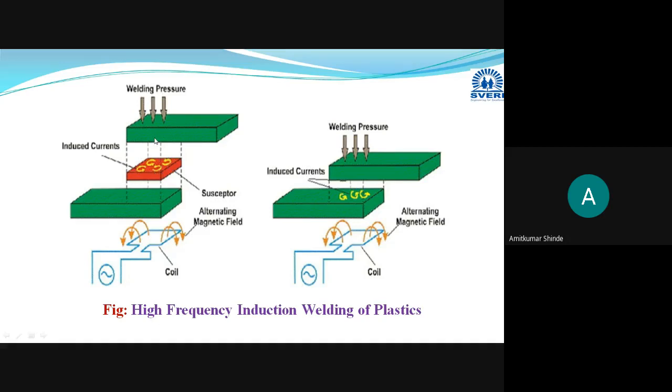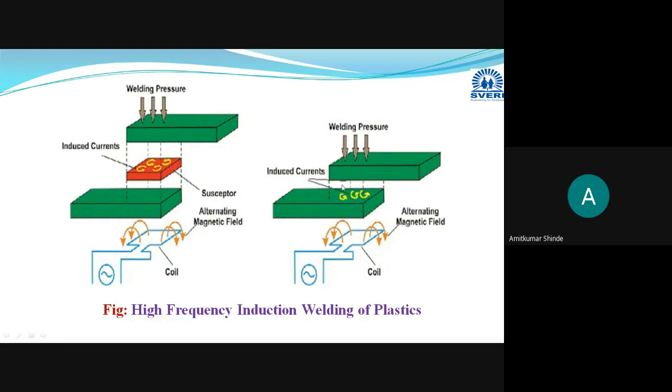When this plastic material comes in contact with that metal surface, then what will happen? Due to thermal conduction, heat will get transferred and the metal and plastic surfaces will get heated and start melting. When they start melting, this susceptor is removed. In this next stage, the susceptor is removed and a slight pressure is applied.